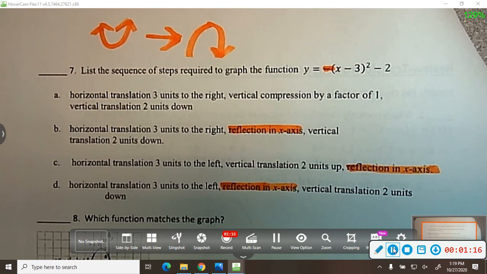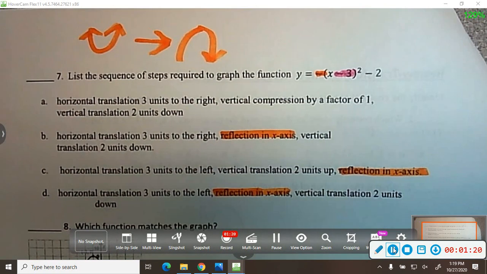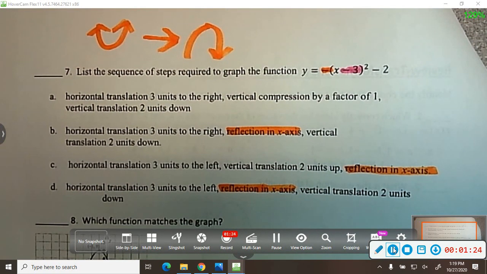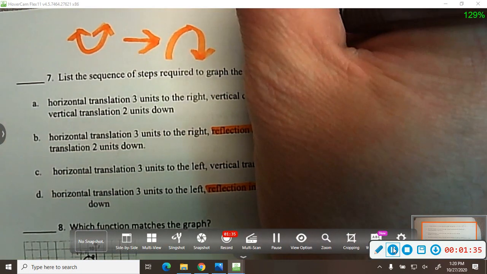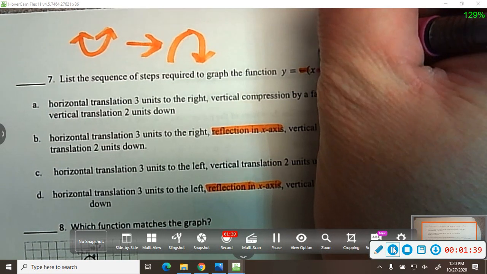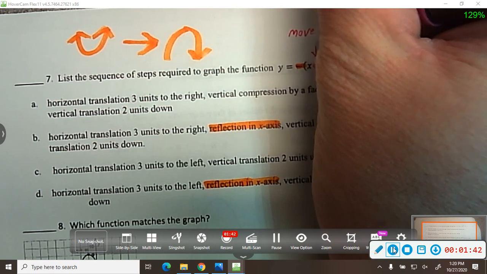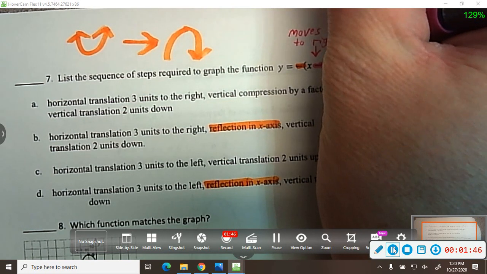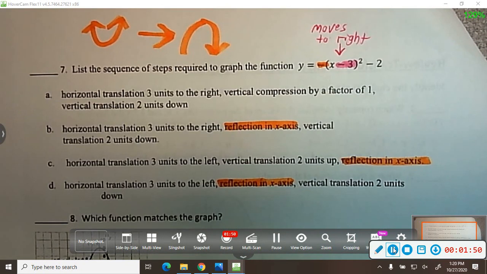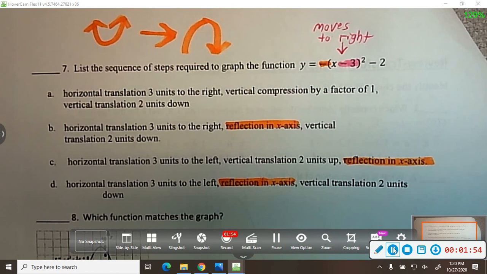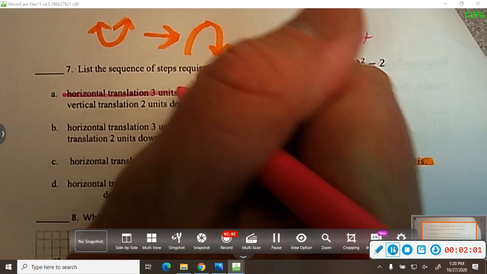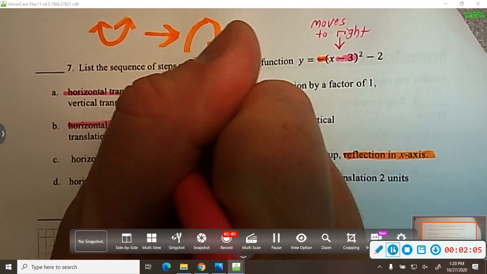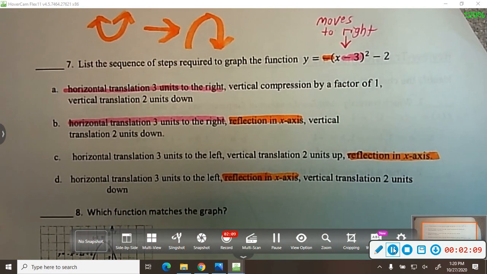Next, this negative 3, that number moves it left and right. Negative moves it to the right. Positive moves it to the left. So for negative 3, we would say translated 3 units to the right. So this moves it to the right. If that was plus 3, it'd move it to the left. So which one says 3 units to the right? This one. This one. And then the other two say left.